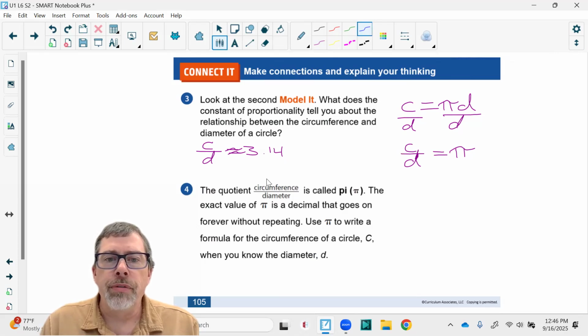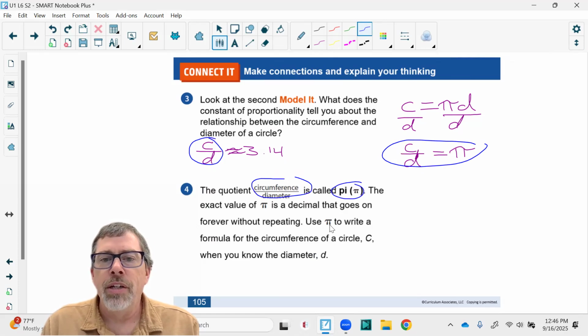The quotient, circumference over diameter, which I have here, is called pi. See how I had it equal to pi right here? Okay. The exact value of pi is a decimal that goes on forever without repeating. It's irrational. Use pi to write a formula for the circumference of a circle, C, when you know the diameter, D. Okay, so that's just simply C equals pi times D.